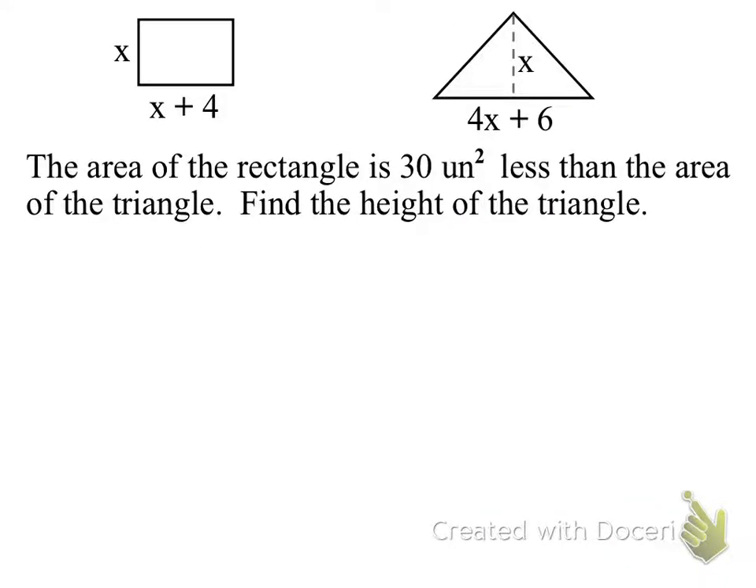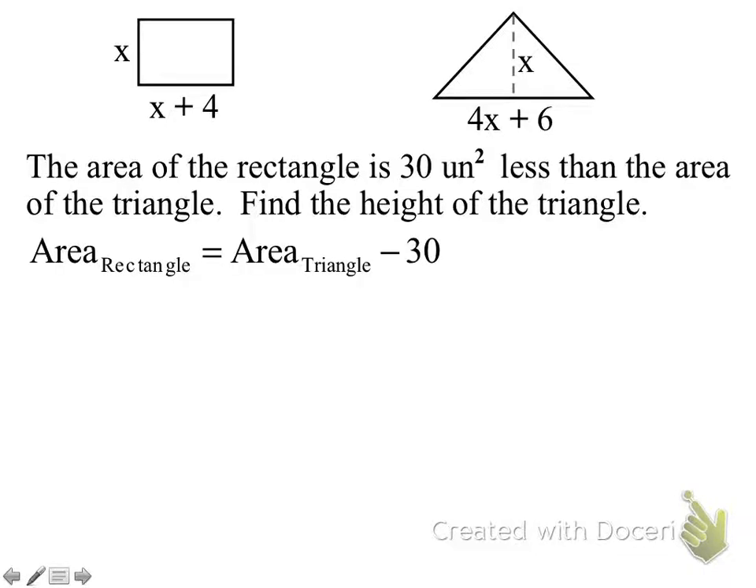All right, so the area of a rectangle is 30 units less than the area of a triangle. So I'm going to write that out in words. Area of rectangle is my equal sign, then area of triangle minus 30. Did you understand how we got that? What's the formula for the area of a rectangle? Lucas? Length times width.